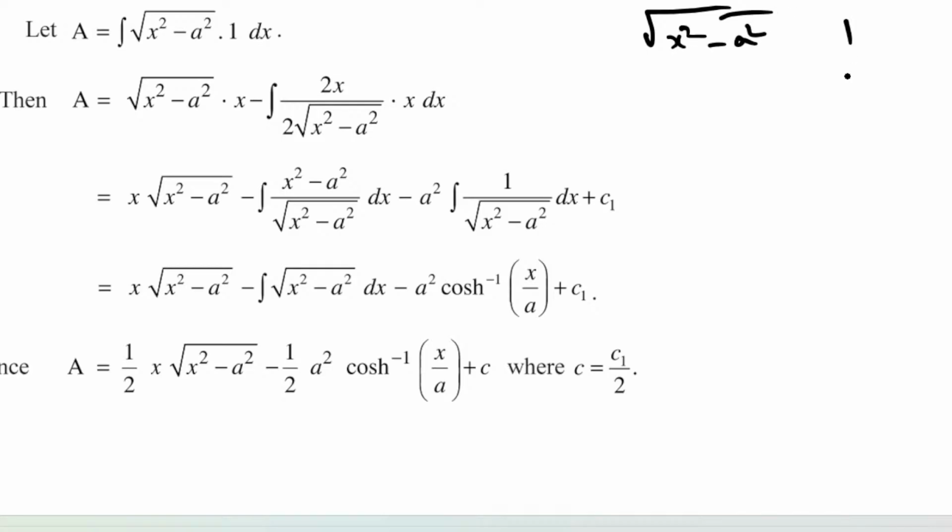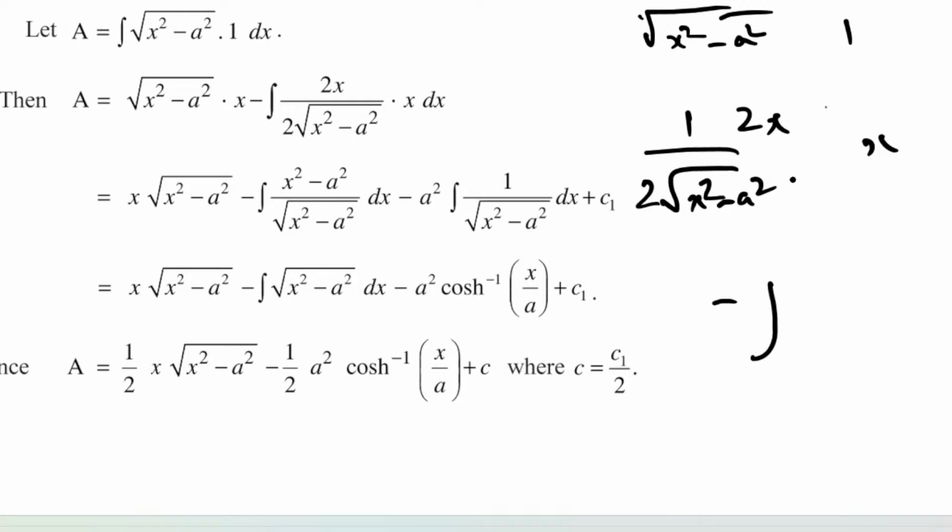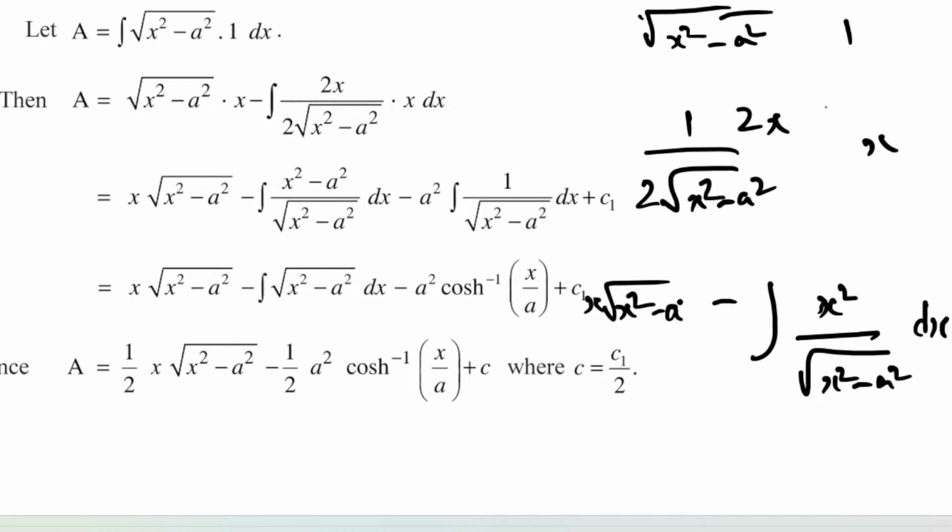Second function is 1. Derivative of this is 1 by 2 under root x square minus a square into 2x, right? Integral of this is this. So this into this, minus integral of 2x square, this 2 and this 2 will get cancelled, x square by under root x square minus a square dx, which is x under root x square minus a square. This part is there now.